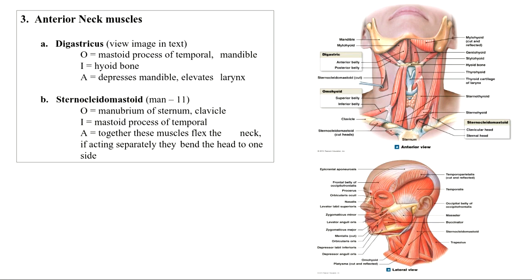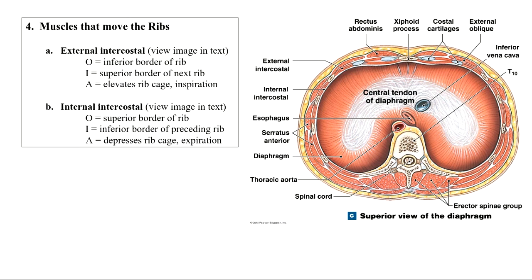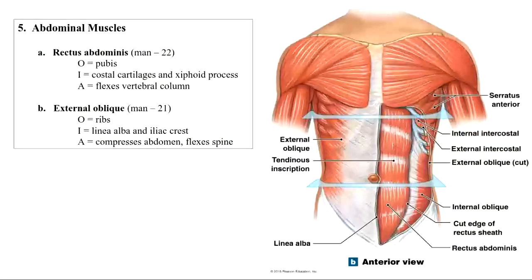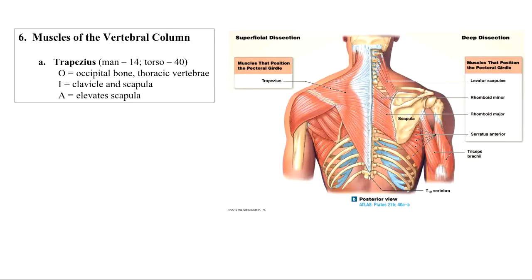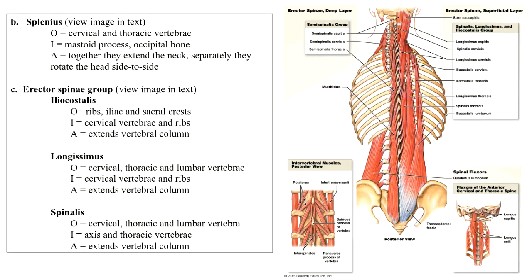Digastric, sternocleidomastoid, you can see there. Muscles that move the ribs. Rectus abdominis and external oblique. Internal obliques. Trapezius, which is sort of an upper back muscle. And then finally, the splenius and erector spinae group, which you can see here.